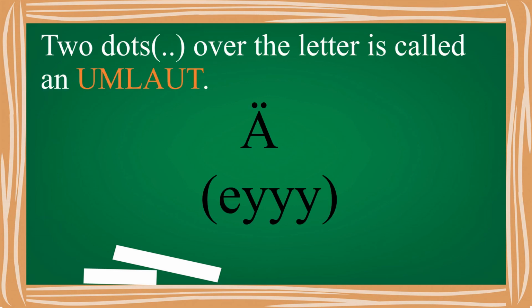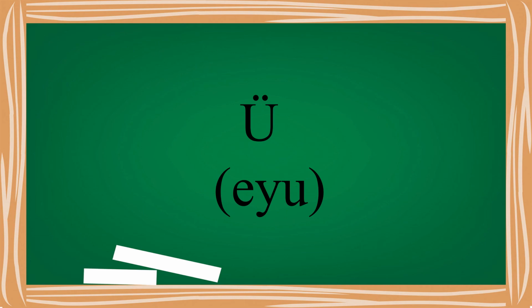The 2 dots over the letter A are called an umlaut. It becomes A umlaut, which is pronounced like A. U umlaut is pronounced as U. Just roll your tongue and say U. O umlaut.